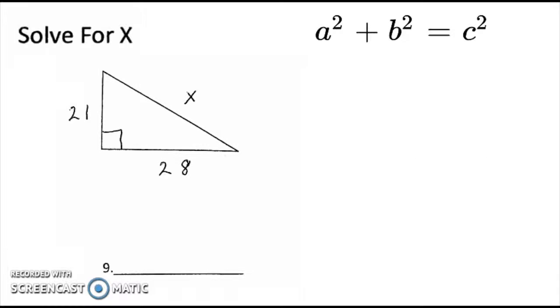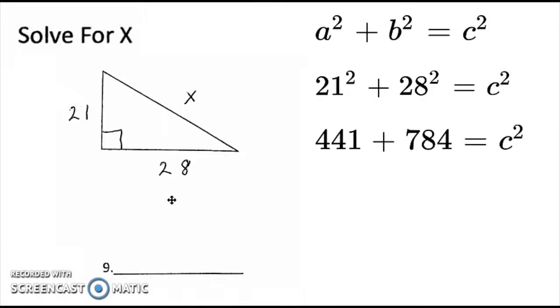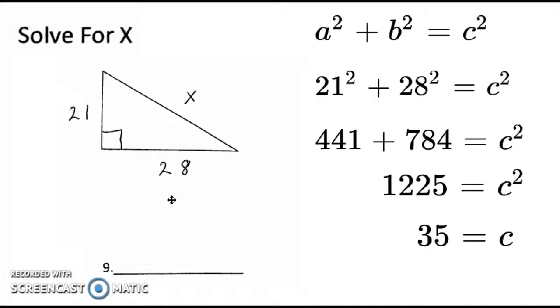Number 9. In this case, we are looking for the hypotenuse, or c. So we add both of these and square them. So 21 squared plus 28 squared equals c squared. 21 squared is 441. 28 squared is 784. Add them up, we get 1,225. Take the square root of both sides. You get c is 35. That is number 9.